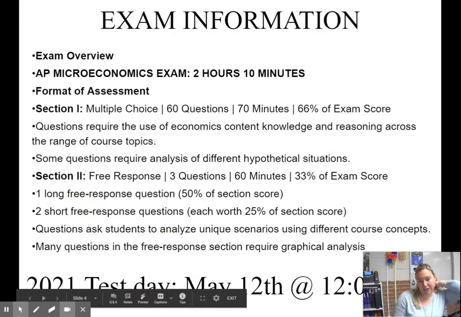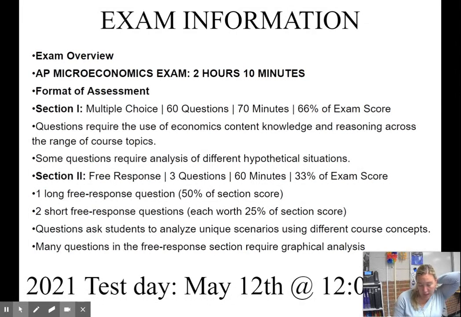So next up, we have just some exam information. As of right now, from what I've heard, we are scheduled for a full exam, which is 2 hours and 10 minutes, and it is comprised of 2 sections. Your first section is multiple choice, which is 60 questions, and you get 70 minutes to complete those 60 questions. And this accounts for 2/3 of your exam score.